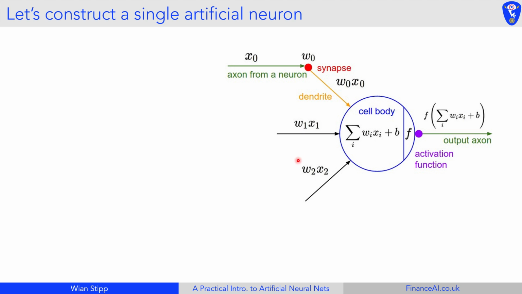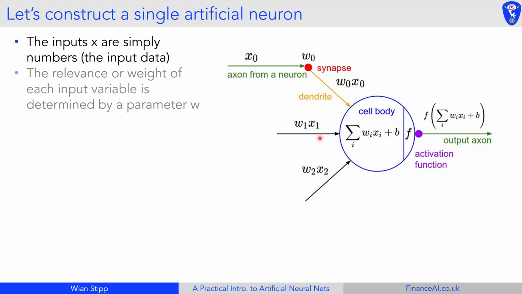So what's happening is we're getting these inputs, X, which are being weighted by the weight parameters W. And what happens is you add them all up and then apply an activation function. So it's like a weighted sum with a nonlinear activation function. So like I said, inputs are X. This is the data we have, X. And the relevance or the weight of each input is weighted by a parameter W.